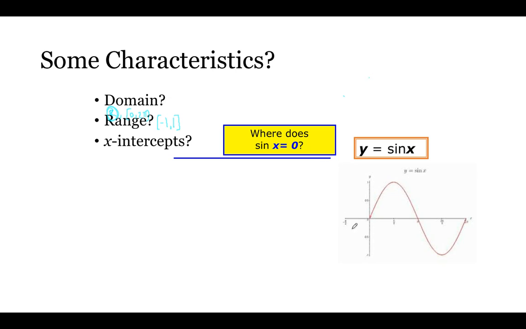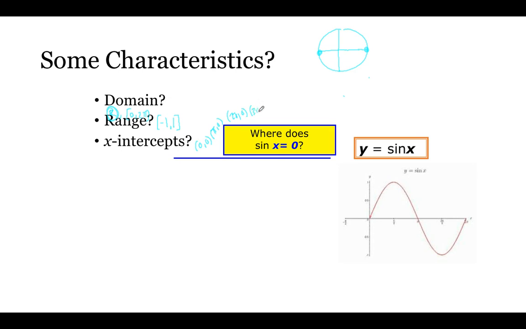What are the x-intercepts? Well, there were a lot. Like we saw one at 0, 0. Where is the sine of x equal to 0? We saw one at 0, 0. We saw another one at pi, 0. It's almost like saying, where's the height 0? Think about the circle. The height's 0 at this point and this point. At 0, at pi, at 2 pi. And that's going to keep going.